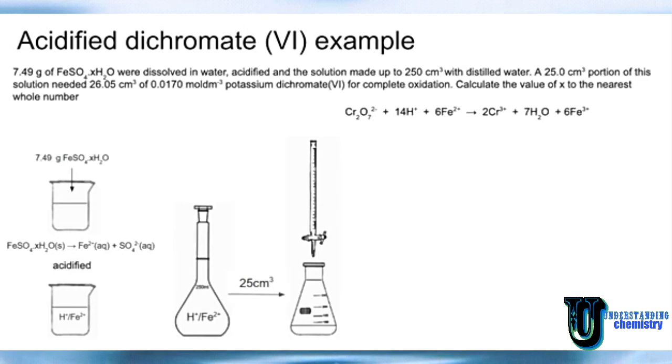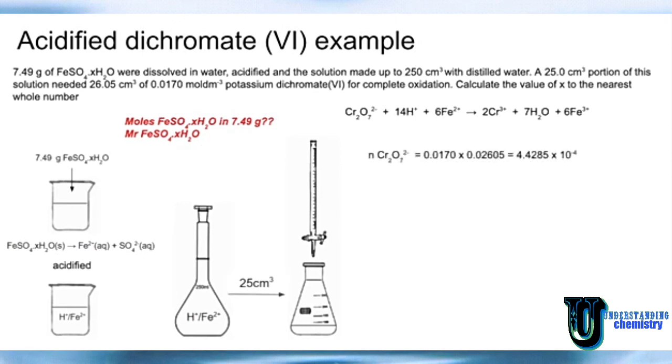So in terms of what we need to calculate, well, we need to know the moles of FeSO4.xH2O in the 7.49 grams so we can work out the Mr. And then once we know that, we can subtract away what we do know about the formula, and we're left with the mass of the x waters. So very similar calculation to before at the start.